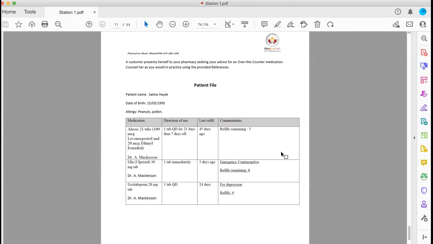Do you have any other medical condition I should be aware of, other than your profile? No. Are you taking any non-prescription medication, any herbal, any vitamins, any over-the-counter? No. Okay. Do you smoke? No. Okay, Salma, thank you for the information. Just give me a moment to check my reference and get back to you. Sure, go ahead.